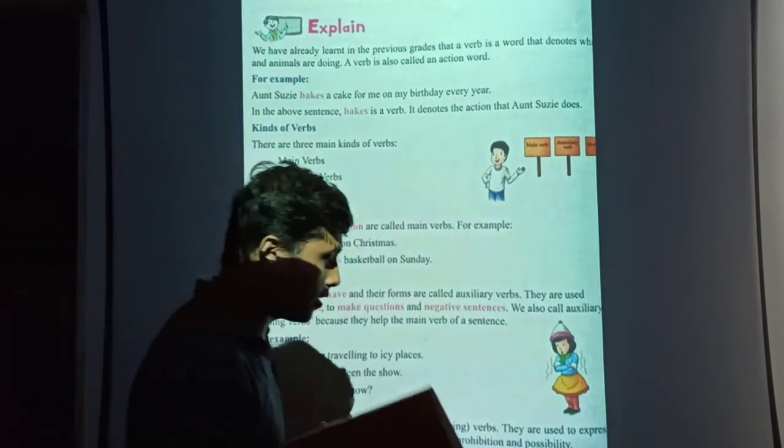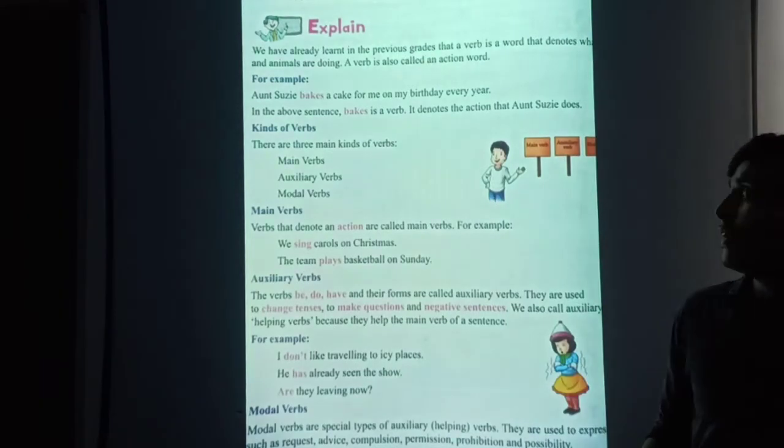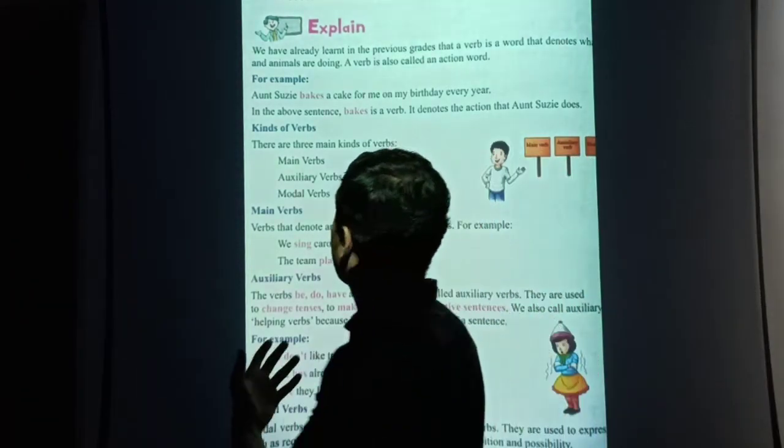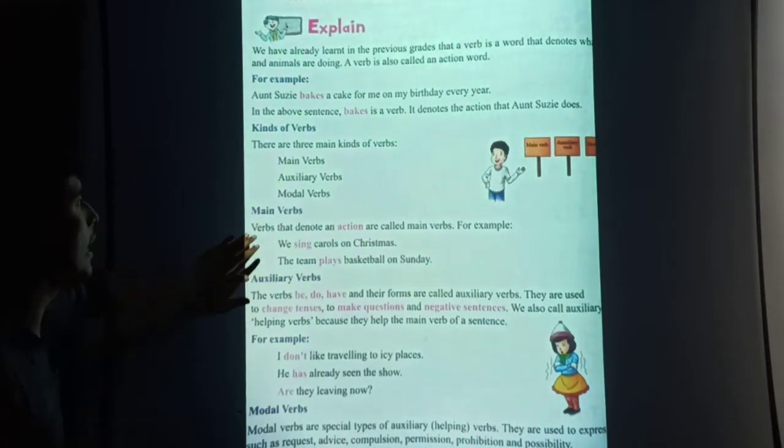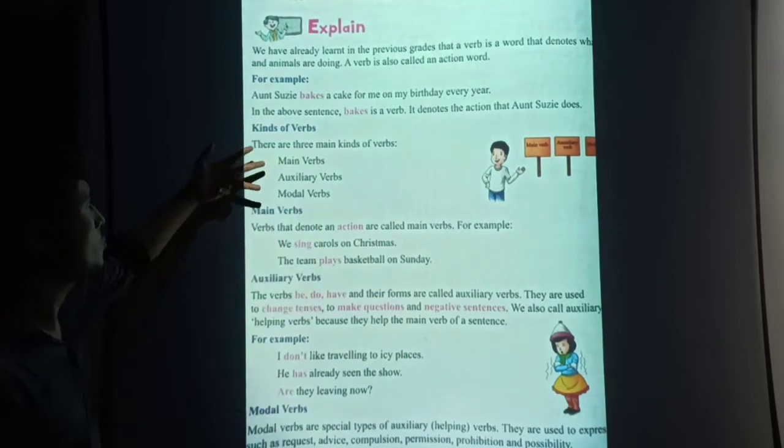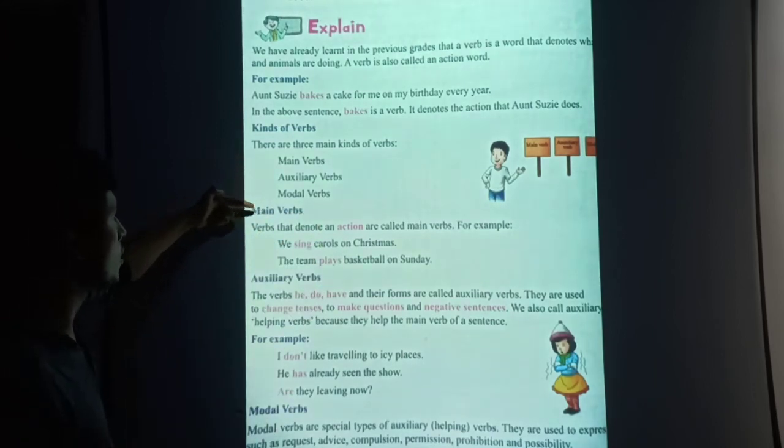Now students, we have to read a few important kinds of verb in this lesson. So you can see that there are 3 main kinds of verbs. There are main verb, auxiliary and the modal verbs. Right? So we have 3. So main, auxiliary and the modal.